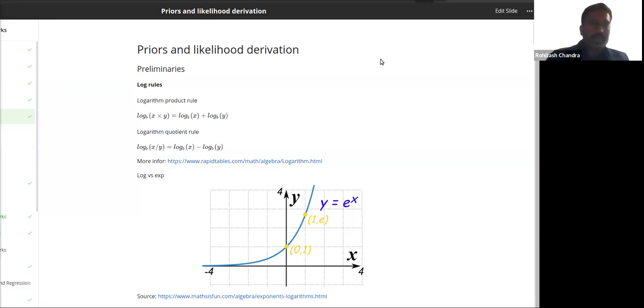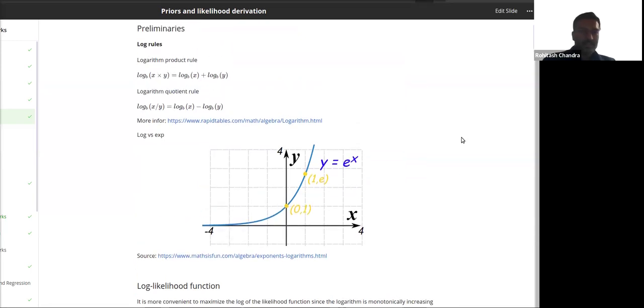Right. We'll continue with priors and likelihood derivation. Before we do that, we note that there are certain log rules that we need to know. We have a logarithm product rule and a logarithm quotient rule. Basically, log of x plus log of y is log of x multiplied by y, and log of x minus log of y is basically the log of the ratio.